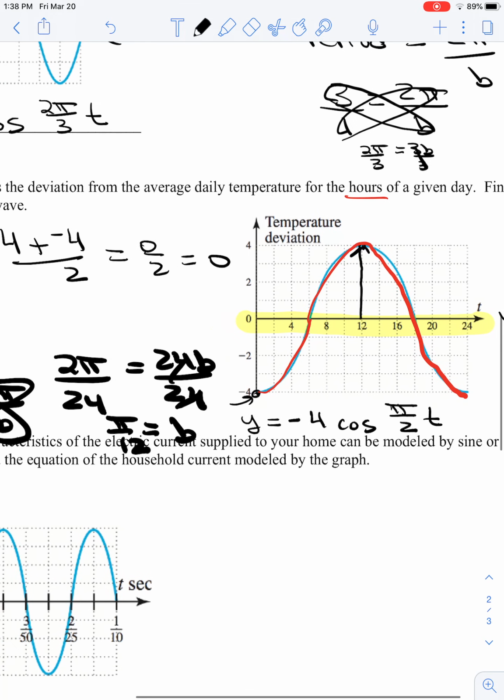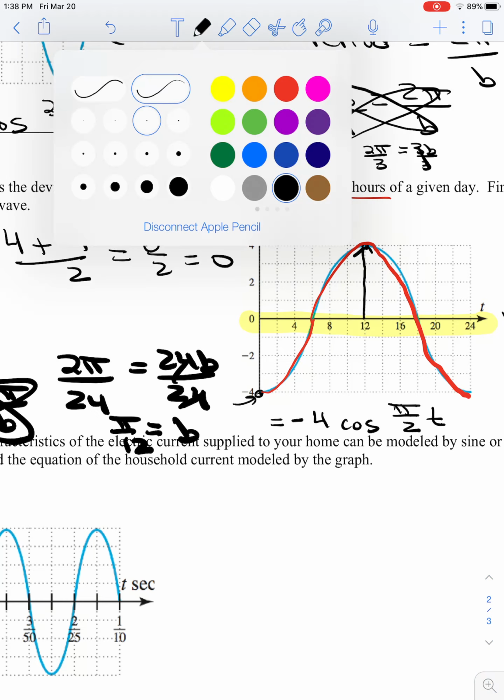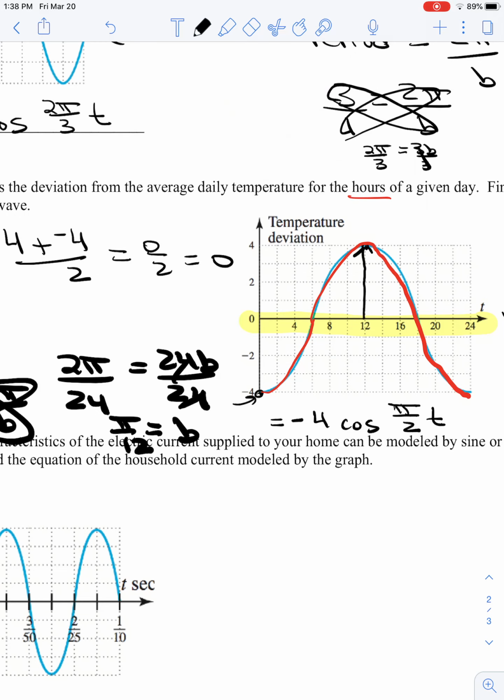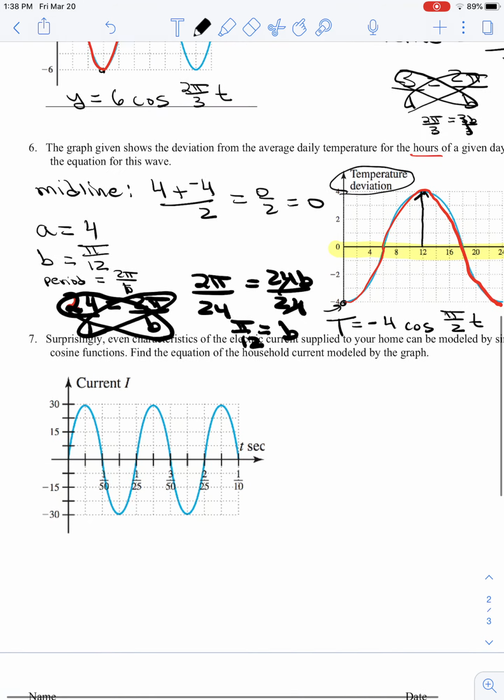Now, you know what? I'm also going to label my y value with a capital T, because when I look at the axes here on the y-axis, it says temperature deviation. So that would just be a little bit more precise. If you used y equals, that would have been fine too.